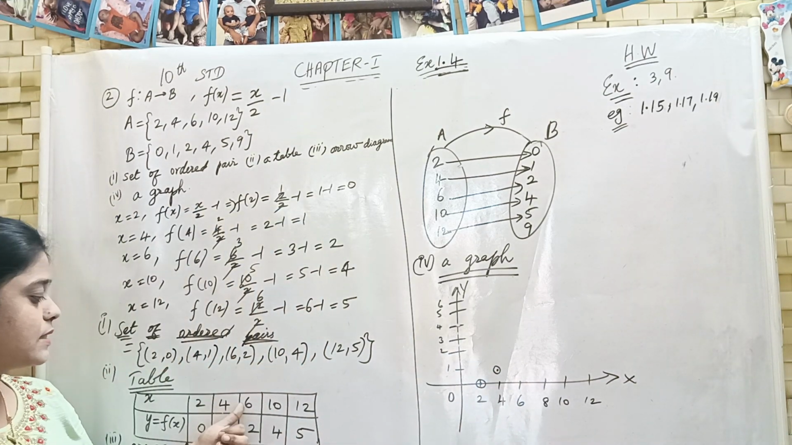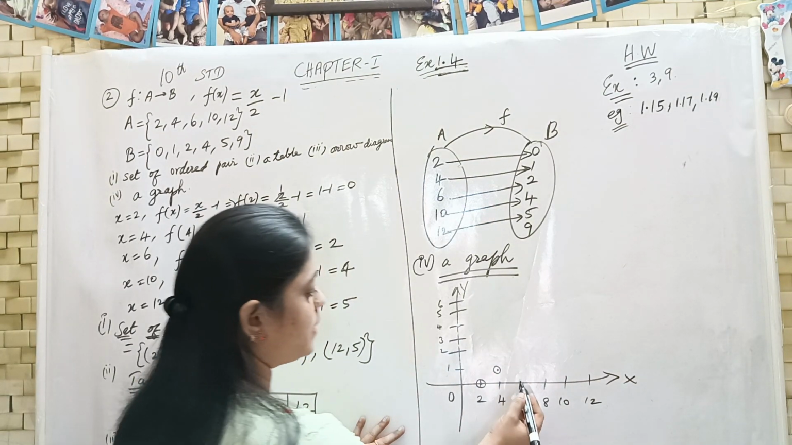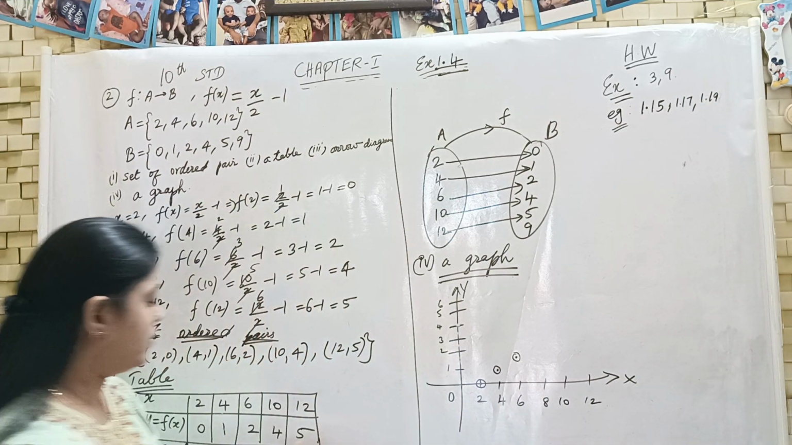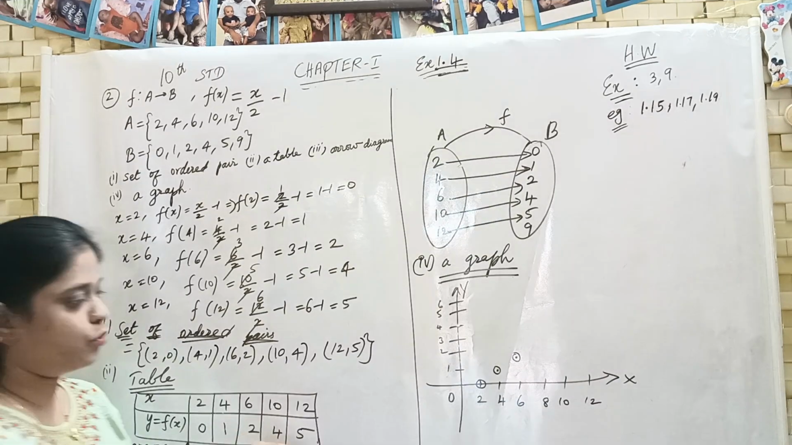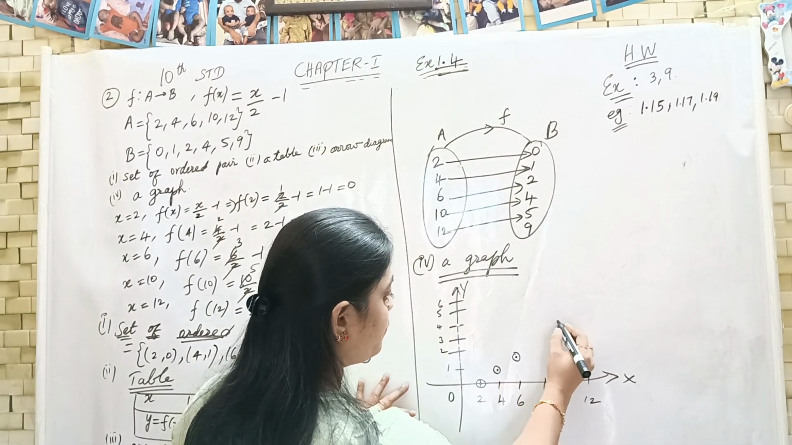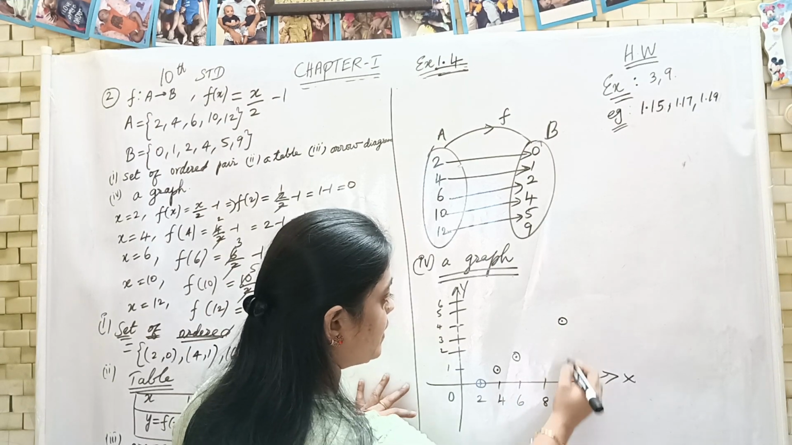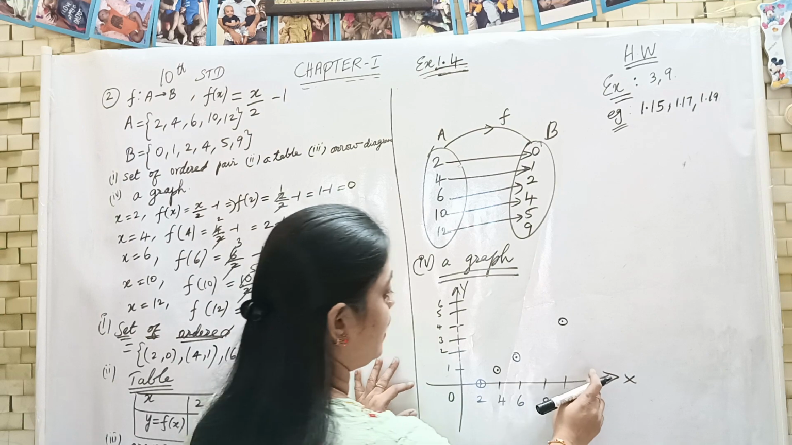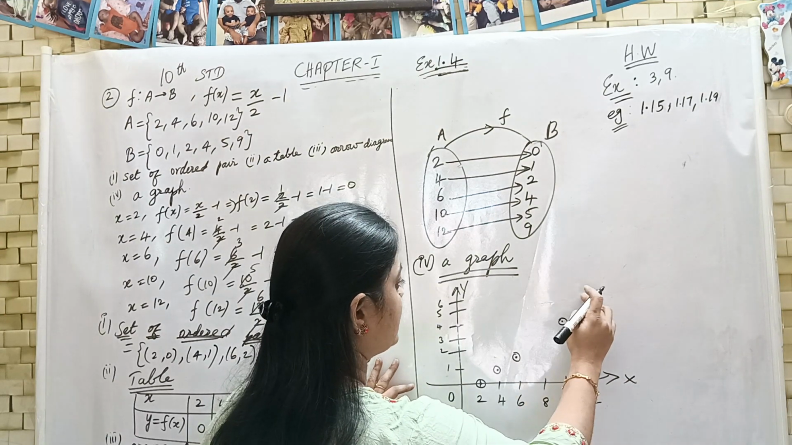Next it is 6, 2. Our mapping is 6 and then the y-axis is 2. Next I am mapping 10, 4. It is here 10, it is 4. Next 12, 5. It is 12 on the x-axis, and the y-axis is 5.